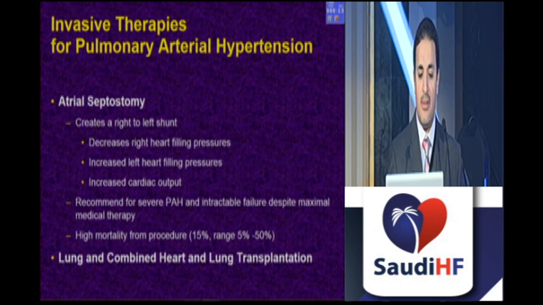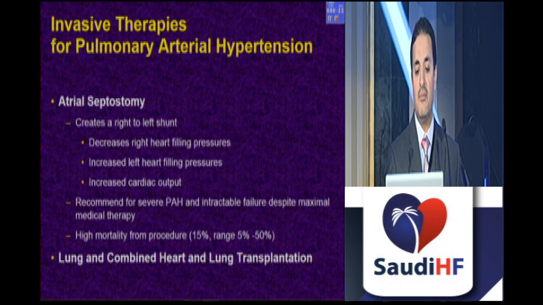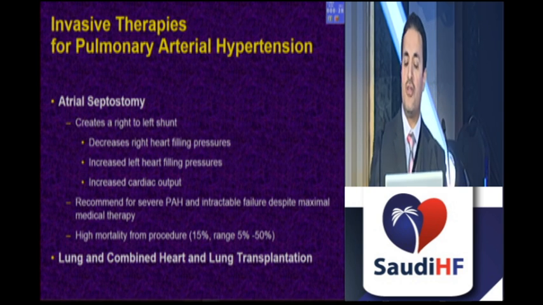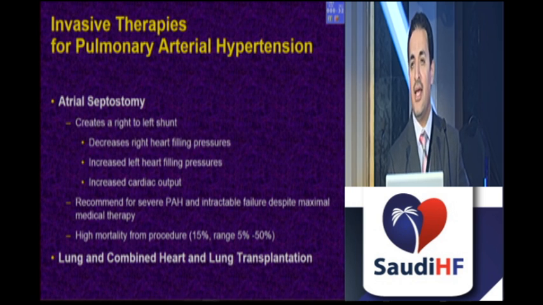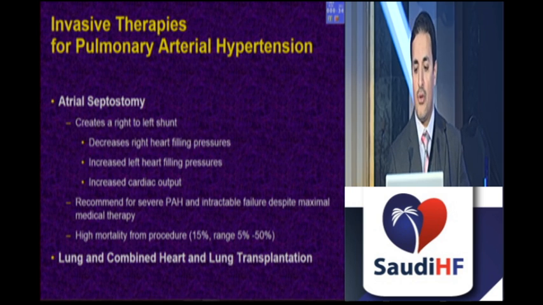Atrial septostomy basically creates a right to left shunt. It decreases right heart filling pressures, but it has a high mortality rate ranging from 15 to 50%. And of course, invasively, your last resort is lung or combined heart and lung transplantation, which is only done at very, very particular centers around the world, and it's very hard to manage.